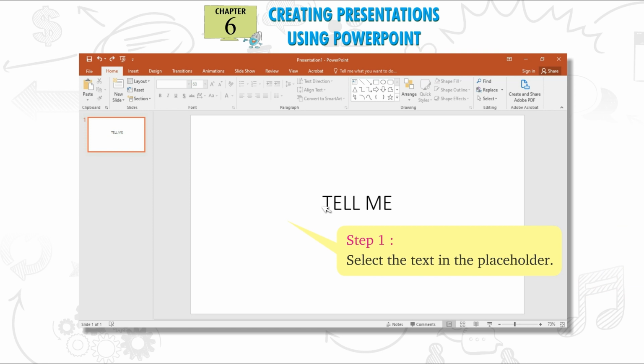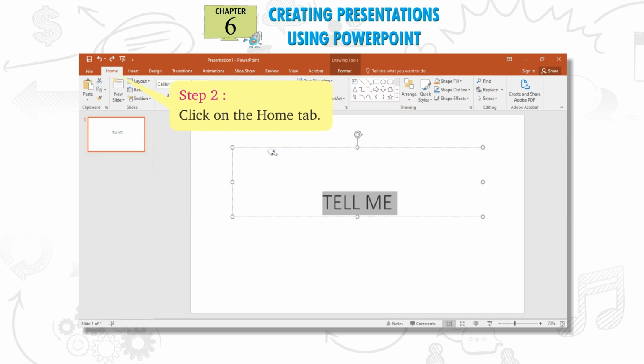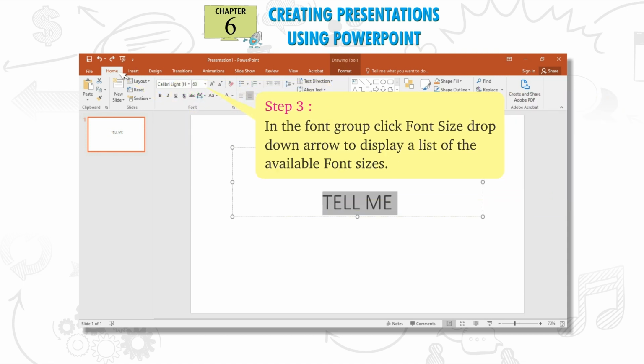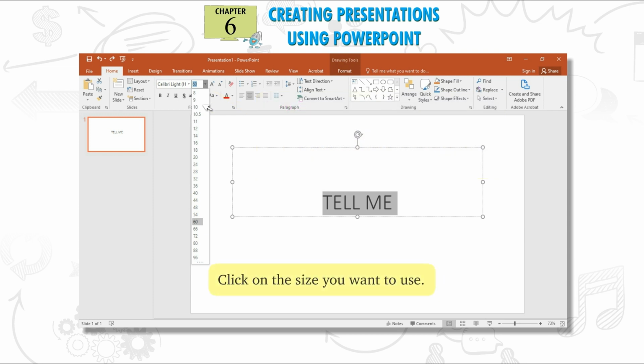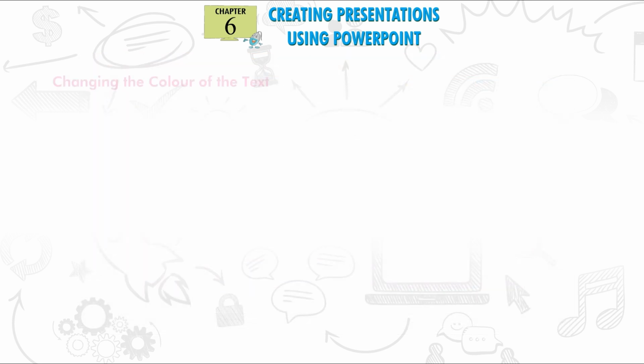Step 1. Select the text in the placeholder. Step 2. Click on the Home tab. Step 3. In the font group, click the Font Size drop-down arrow to display a list of the available font sizes. Click on the size you want to use. PowerPoint immediately applies the new font size to the box.